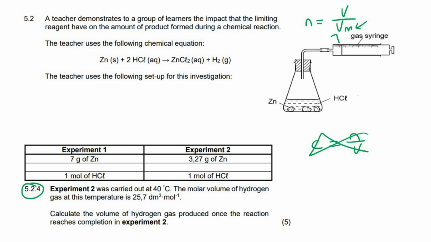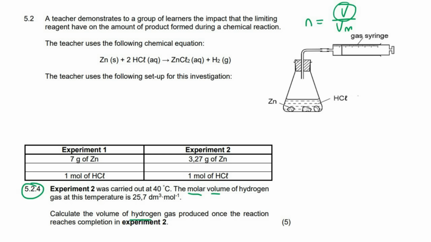So it says here, experiment 2 was carried out at 40 degrees. The molar volume of that is that. They're not saying that the volume of hydrogen is that. They're saying it's molar volume. So that means it's that per mole, okay? So just know that this 25.7 is the Vm. Okay, it's not the V. So it says calculate the volume of hydrogen gas, which is this, produced once the reaction reaches completion.